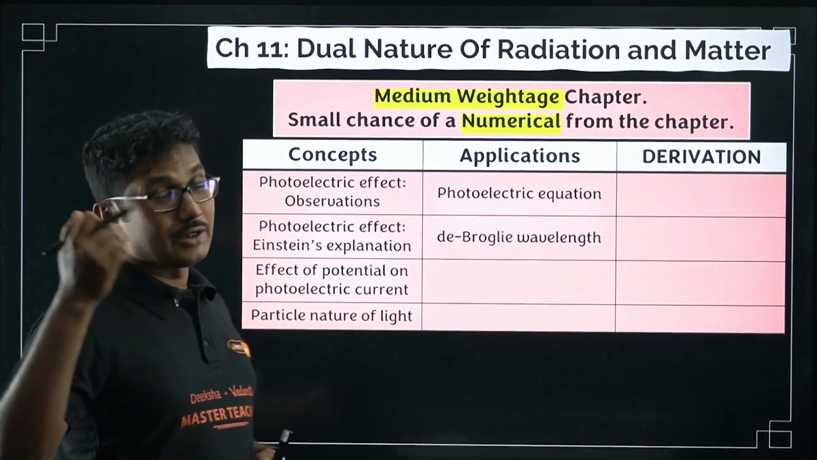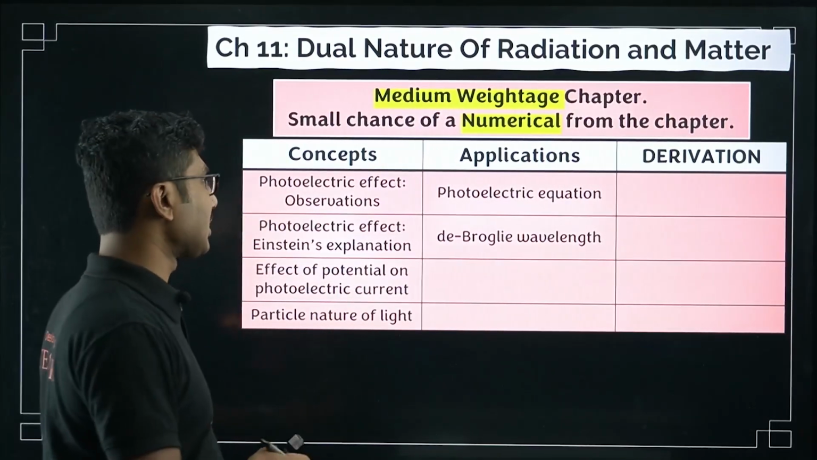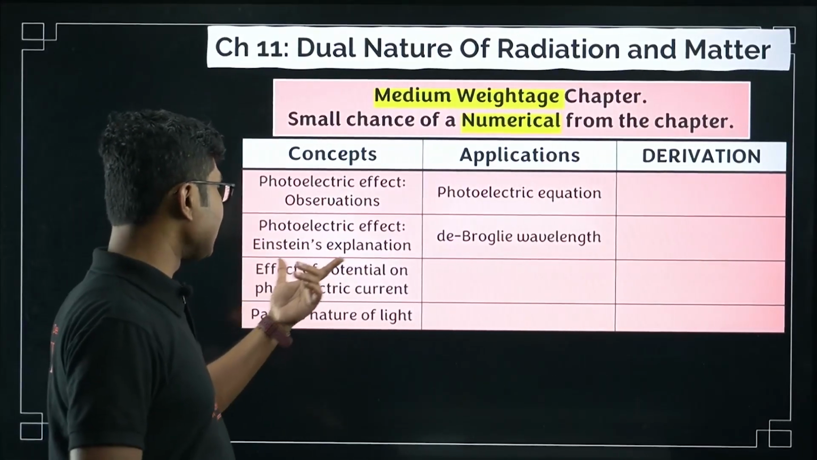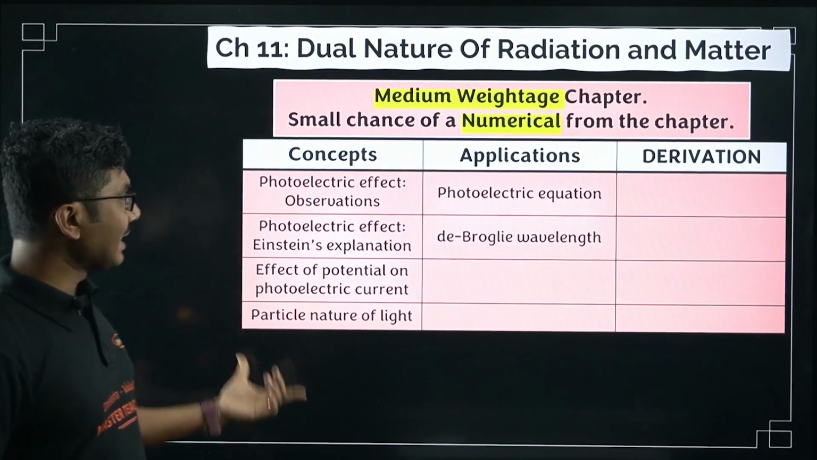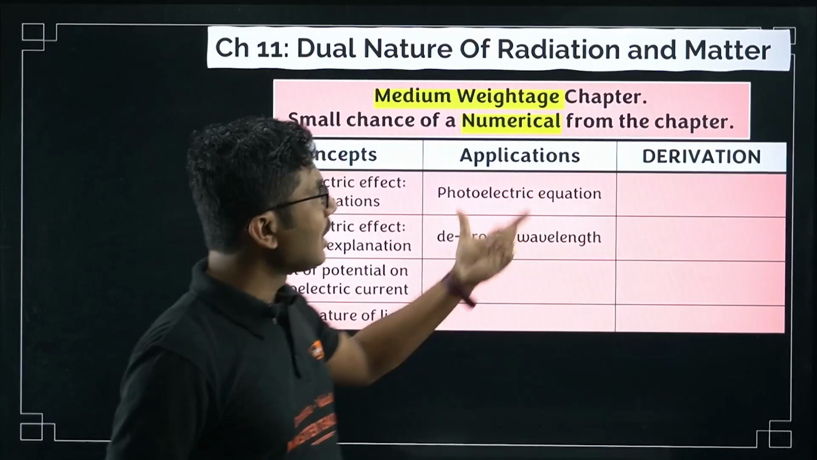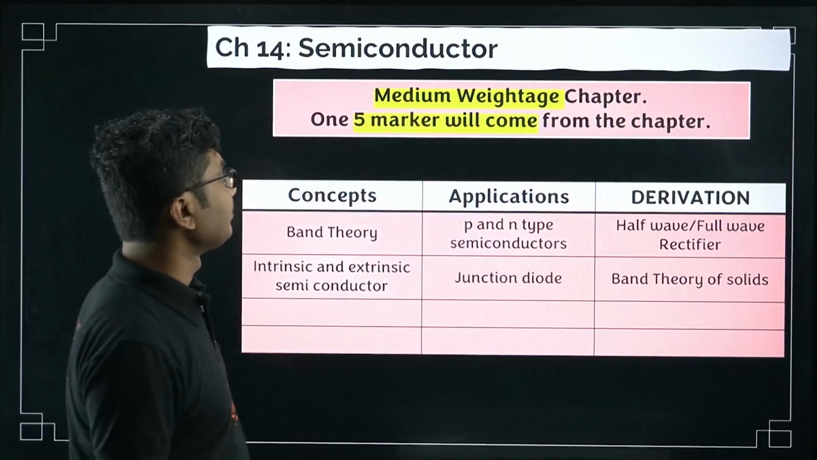If you want to check that session, there I will be solving a few extra numericals from this chapter. Now photoelectric effect observations, Einstein's explanation, effect of potential on the photoelectric current, particle nature of light, photoelectric equation, de Broglie wavelength. So these are all the important concepts from this chapter. No derivation comes from this chapter.